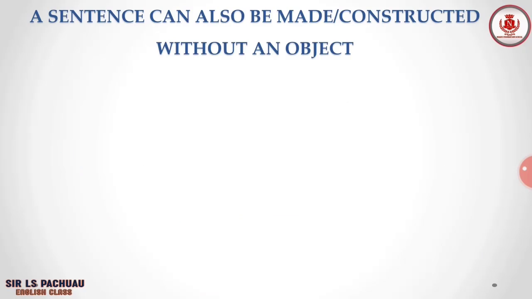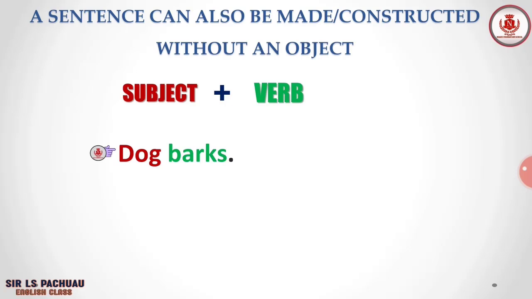And a sentence can also be constructed without an object. Like I said in the previous slide, we can construct a sentence without an object, meaning we can make a sentence with subject and verb only. Here, let's see some examples. Dog barks. It's a complete sentence here. Dog is the subject and barks is the verb. We don't have an object here.